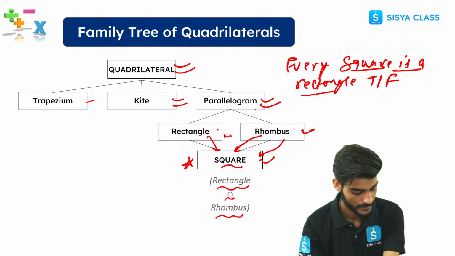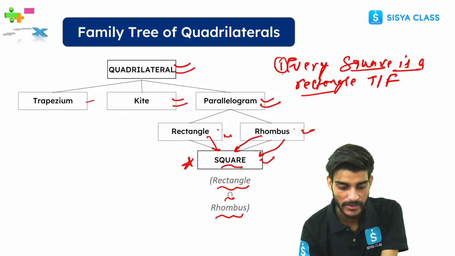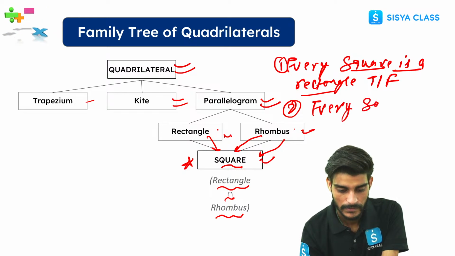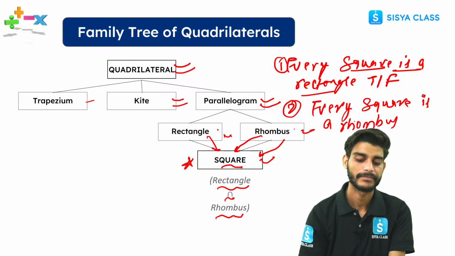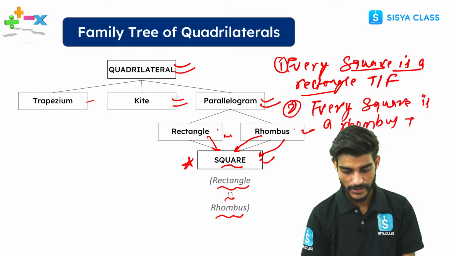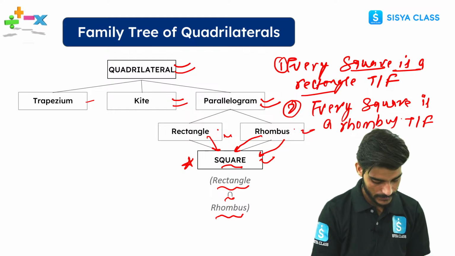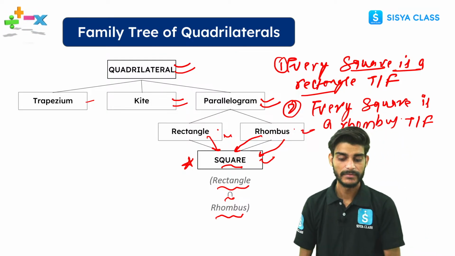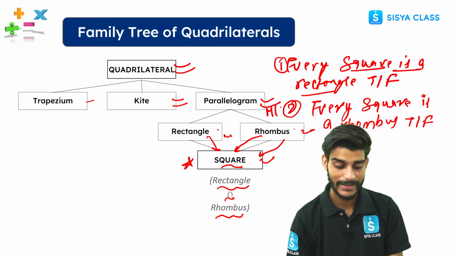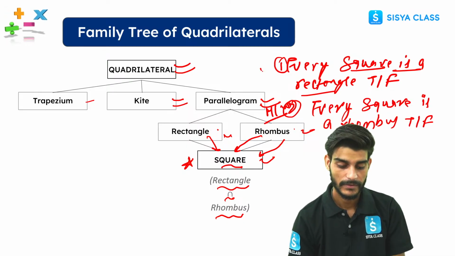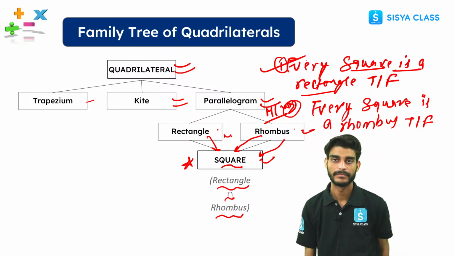True or false? Two questions I am giving to you. Every square is a rectangle, and every square is a rhombus. True or false? First one and second one. First one we have covered, I think, right? Second one, every square is a rhombus. Think about this. And what are the differences? Please think about it. First one is true. Second one, think about it.